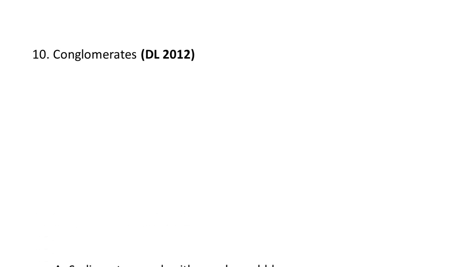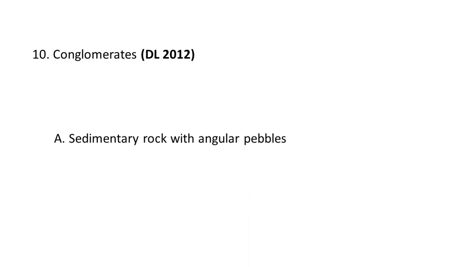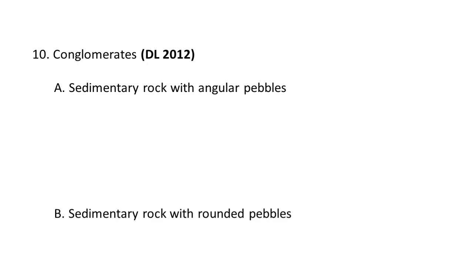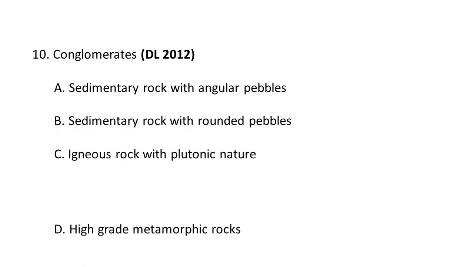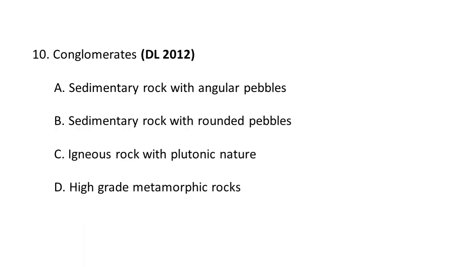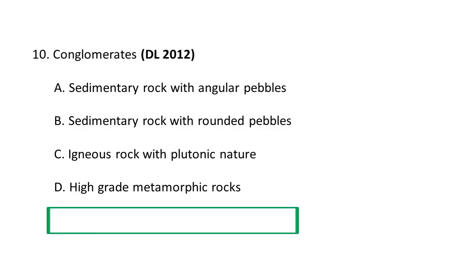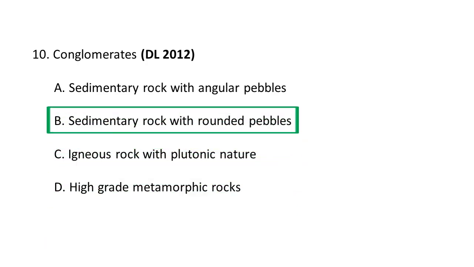Next question. Conglomerates are A. Sedimentary rock with angular pebbles, B. Sedimentary rock with rounded pebbles, C. Igneous rock with plutonic nature and D. High grade metamorphic rocks. So conglomerates are sedimentary rock with rounded pebbles. B is the correct option.